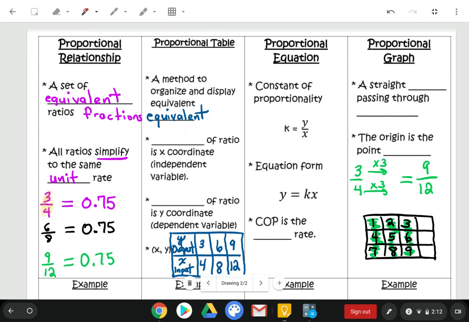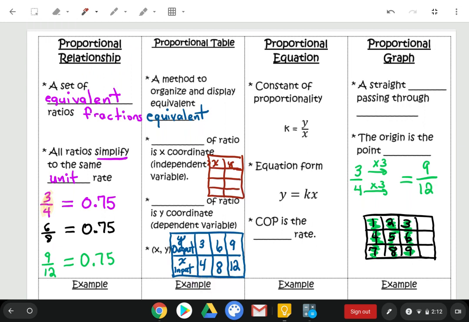So let me write that vertically. But here's the thing with vertical tables. Generally, this is not a hard, fast rule, but generally the X's are in the left-hand column and the Y's are in the right-hand column. So you kind of have to be careful. It really depends on who's writing your table.